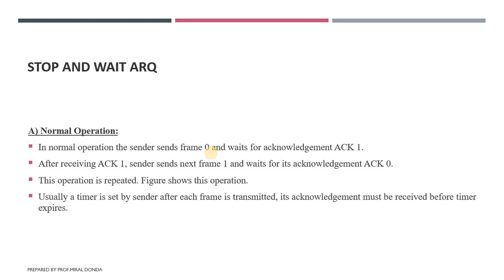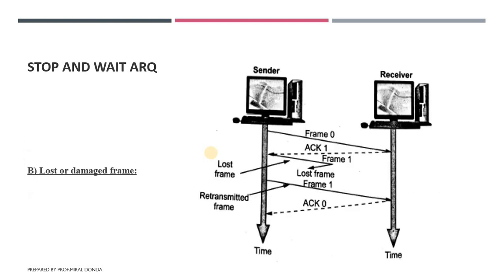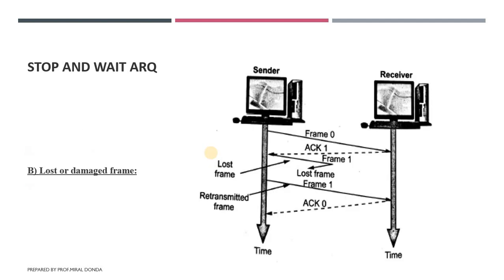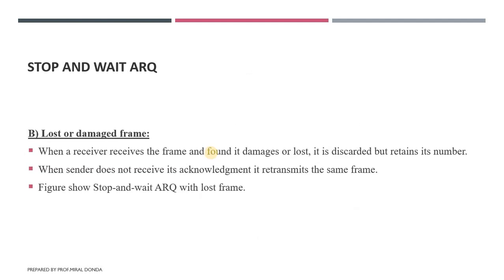Usually a timer is set by the sender after each frame is transmitted. Its acknowledgement must be received before the timer expires, otherwise it will retransmit. Second is the lost or damaged frame. Suppose a sender sends the new frame but that frame is lost or damaged. In this situation, when the receiver finds the frame damaged or lost, it is discarded but retained in its number. When the sender does not receive its acknowledgement, it retransmits the same frame, which reaches the receiver. The concept is the same, it uses the timer. So after some timeout time, it will retransmit the frame.